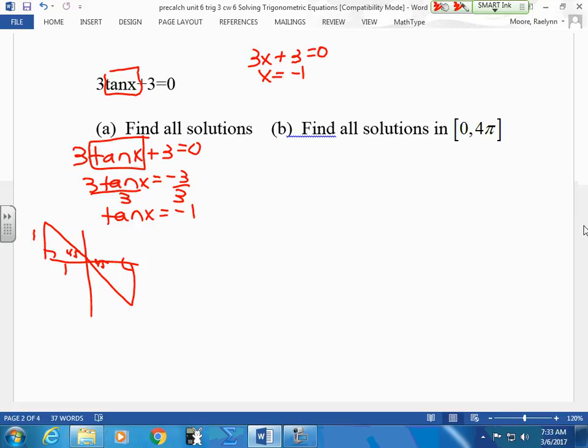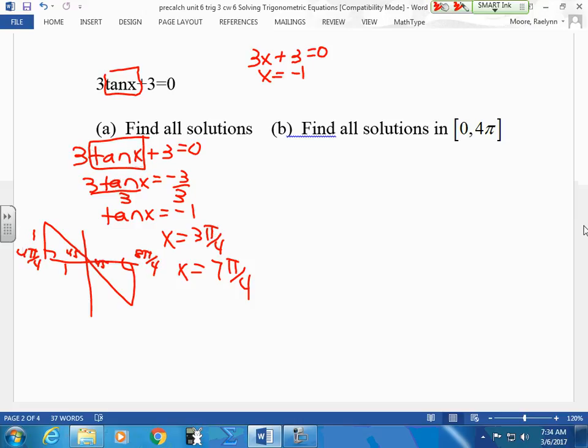45 goes into 180 how many times? 4. So this gives me 4 pi over 4. This gives me 8 pi over 4. Everybody still okay with me labeling it like that? To find our angles works so much easier than converting your angles, right? Okay. Catching that pattern? All right. Find all solutions. My first angle in this guy is what? 3 pi over 4. My second angle is 7 pi over 4.